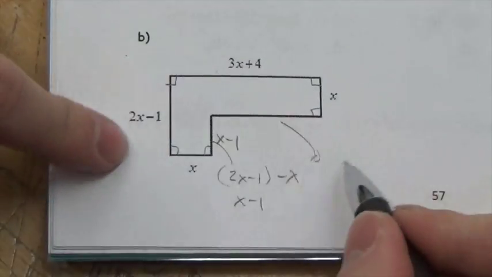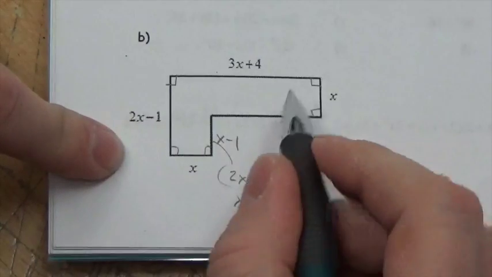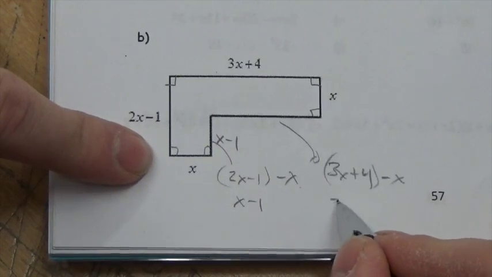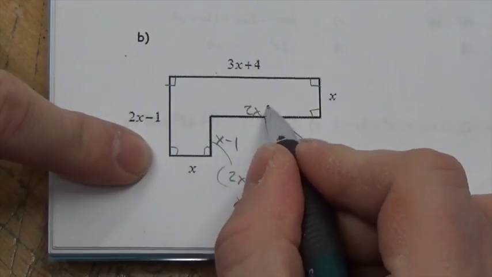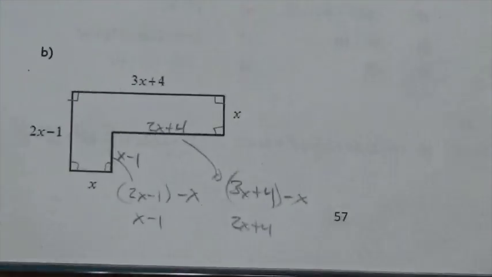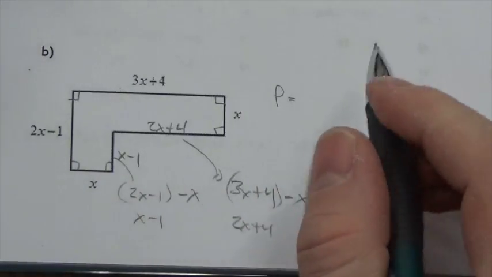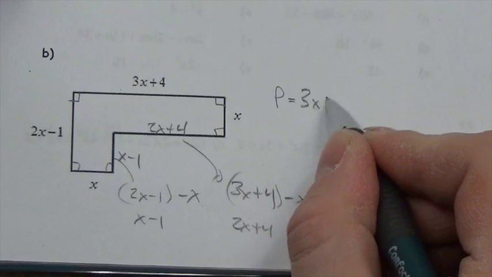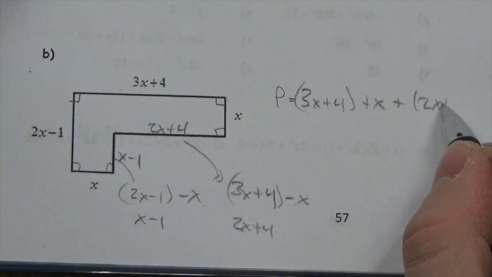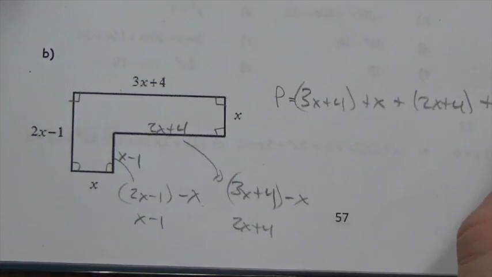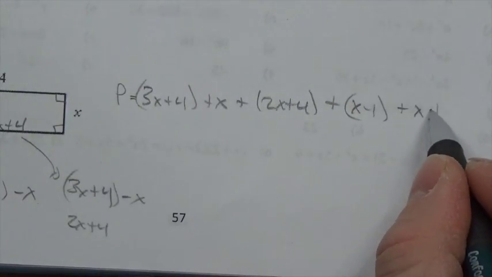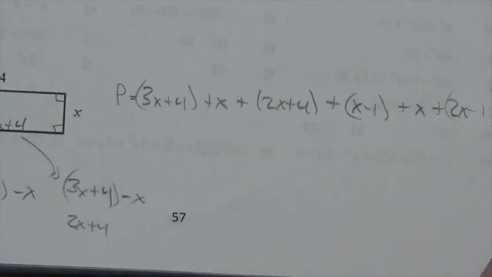This side right here is going to be 3x plus 4. And then I'm going to lose this x right here, so minus x. And that's going to give me 2x plus 4. Okay, now I've got little expressions for every side here. So the perimeter is going to be 3x plus 4 plus x plus 2x plus 4 plus x minus 1. Whoops, I'm going off the screen here. Plus x plus 2x minus 1. Got a lot going on there.